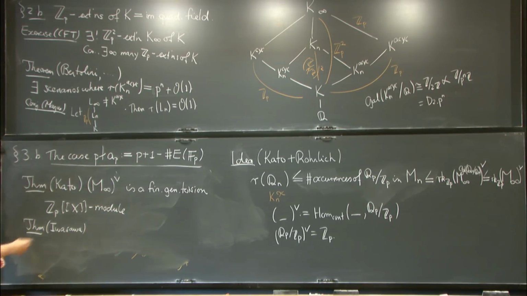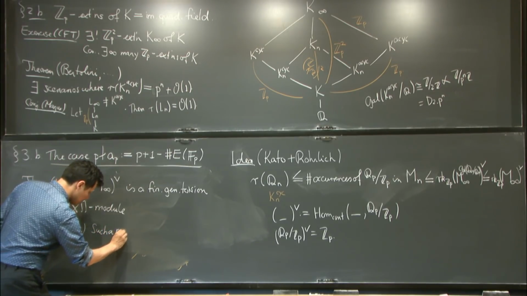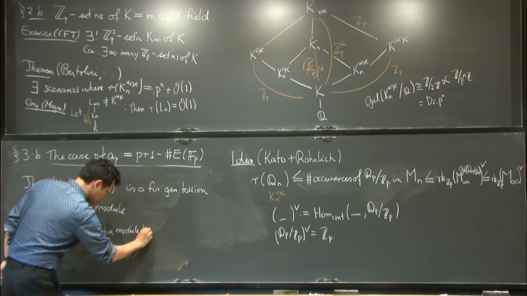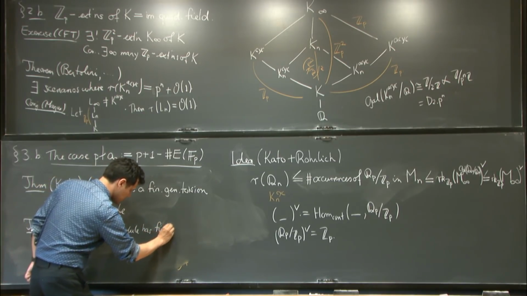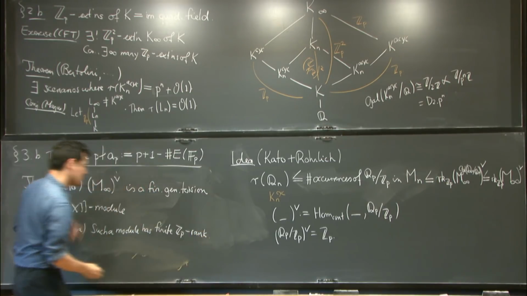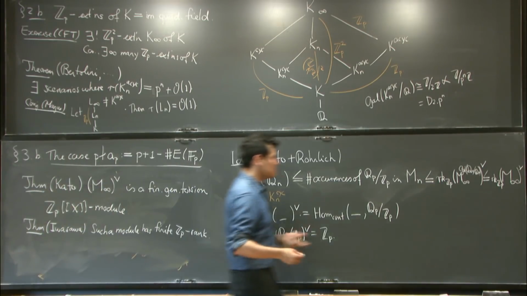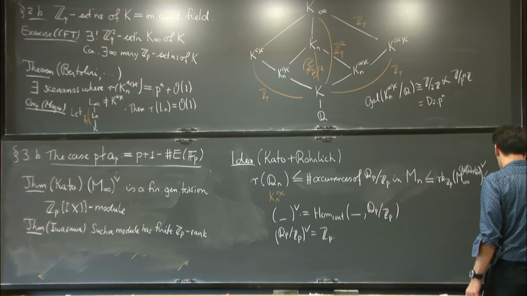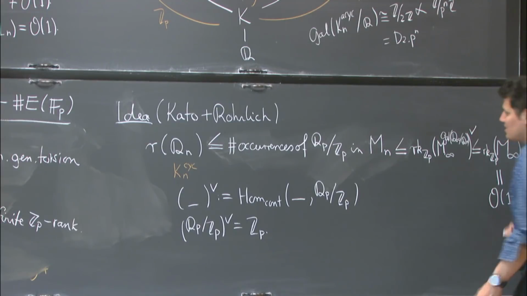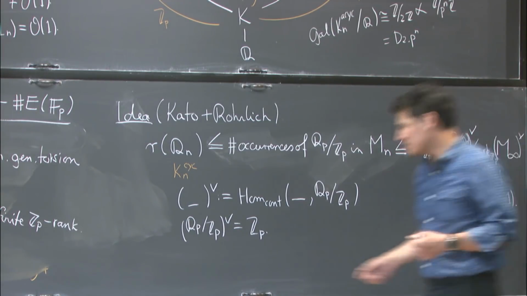The theorem of USR says that such a module has finite dp rank. So if you combine these two theorems together, you get that this is finite. So then that's the idea behind Kato-Rohlik. Except I cheated. So I cheated here.